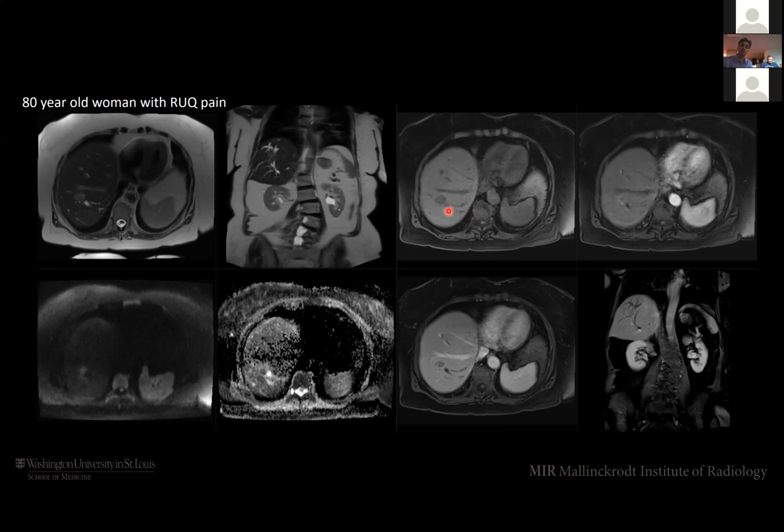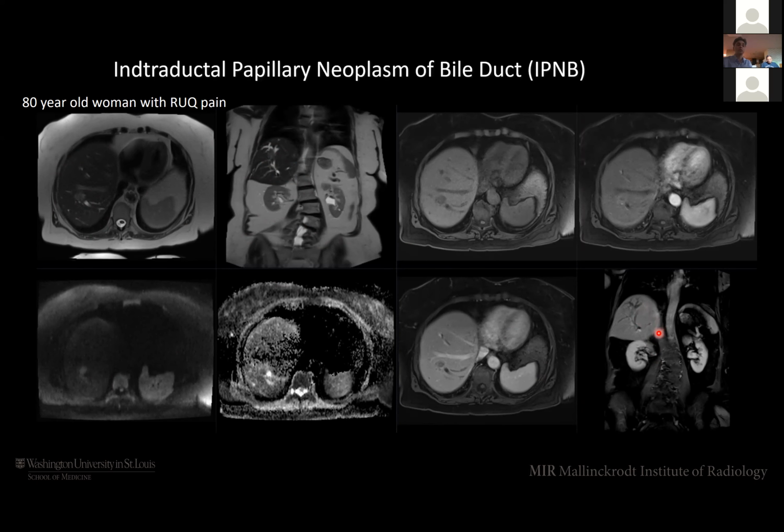Post-contrast images, this is a pre-contrast. Notice that this is an early post-contrast rim of enhancement. Later on, there's progressive enhancement right there. And now on the post-contrast images, it is very clear that this is indeed sitting within the bile ducts. So this is intraductal papillary neoplasm of the bile ducts, or IPNB.